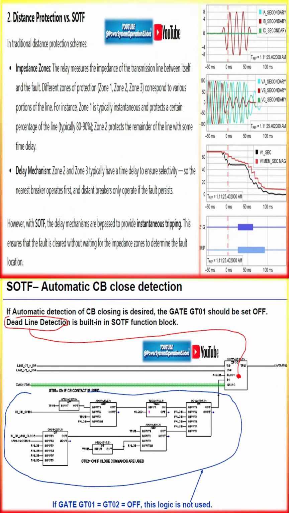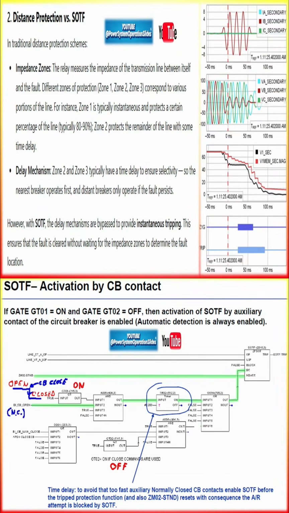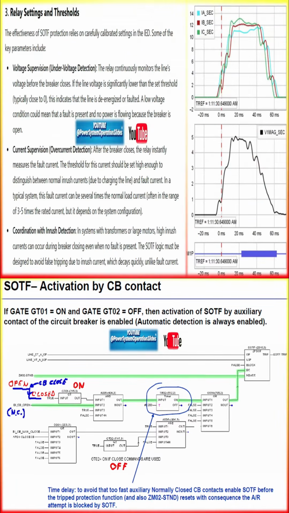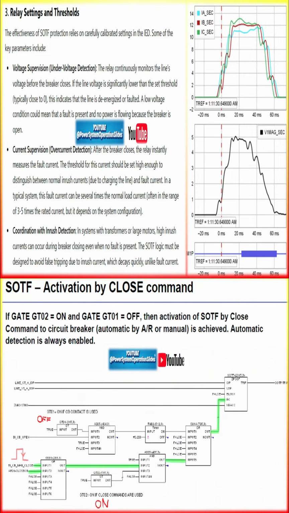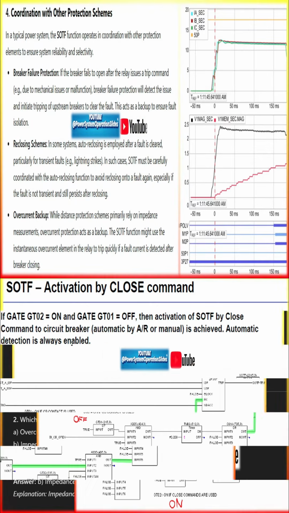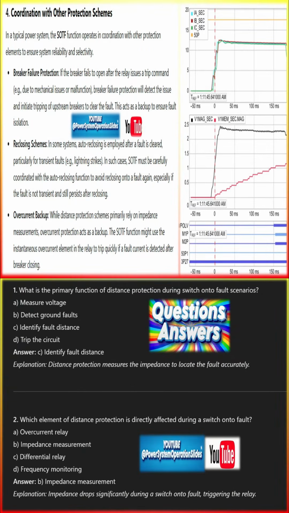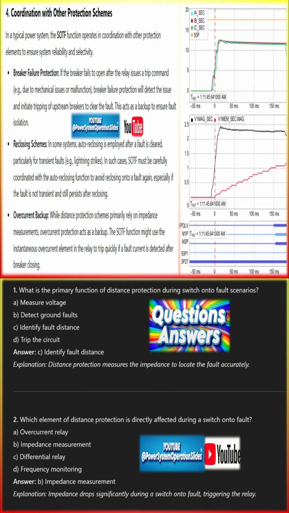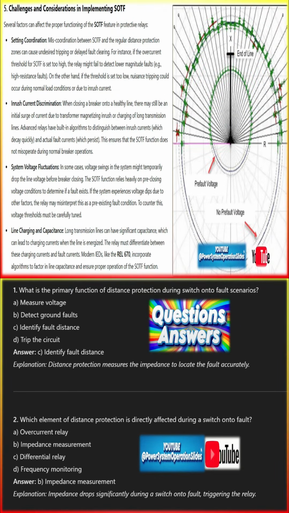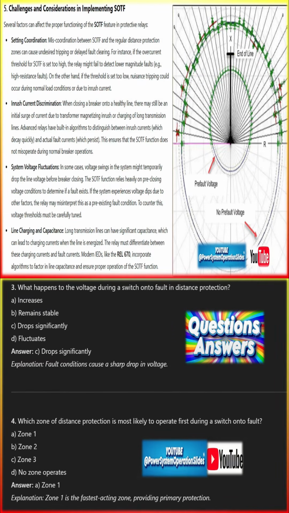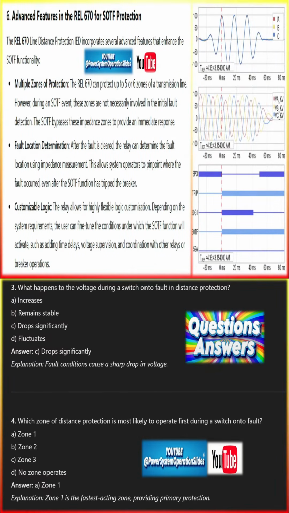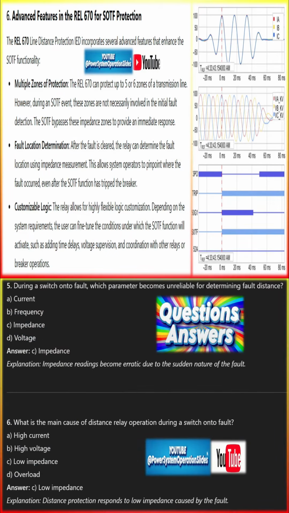Importance of SOTF in line protection. When a circuit breaker closes onto a faulted line, the fault current can cause severe stress on power system equipment, including transformers, transmission lines, and circuit breakers. The objective of SOTF is to minimize the duration of fault current. Fast detection and isolation reduce the fault energy dissipated in the system. Provide instantaneous tripping: typically, overcurrent and distance protection elements have some inherent delay to ensure stability during normal operating conditions. SOTF, however, bypasses these delays to act immediately. Prevent equipment damage, protecting breakers, transformers, and the line itself from damage caused by prolonged fault current exposure.